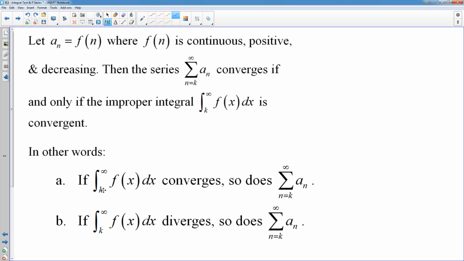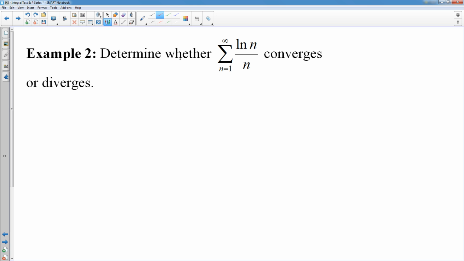if the improper integral for your series, n equals k to infinity, if the improper integral from k to infinity converges, so does your series. If the integral from k to infinity of f of x dx diverges, then so does your series. So whatever the integral does, the antiderivative does, so does your series. And remember, your function must be continuous, positive, and decreasing. So the first thing you want to do is make sure that your function actually satisfies those three pieces of information. So let's do one specific example of this, determine whether this function converges or diverges.